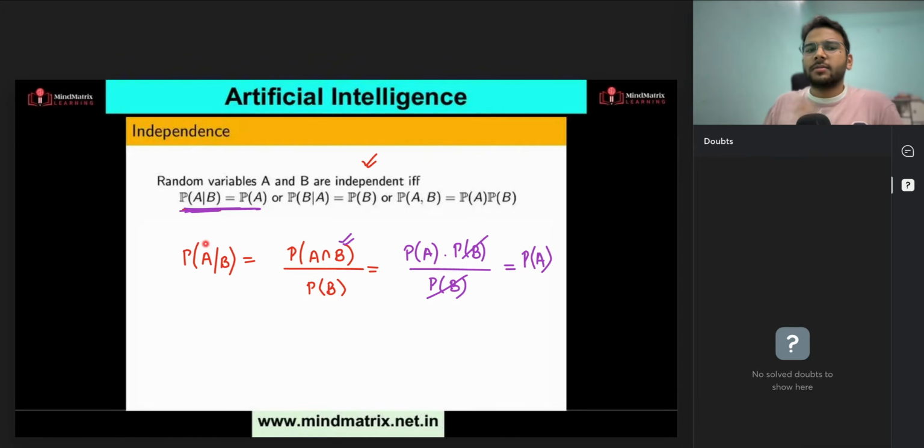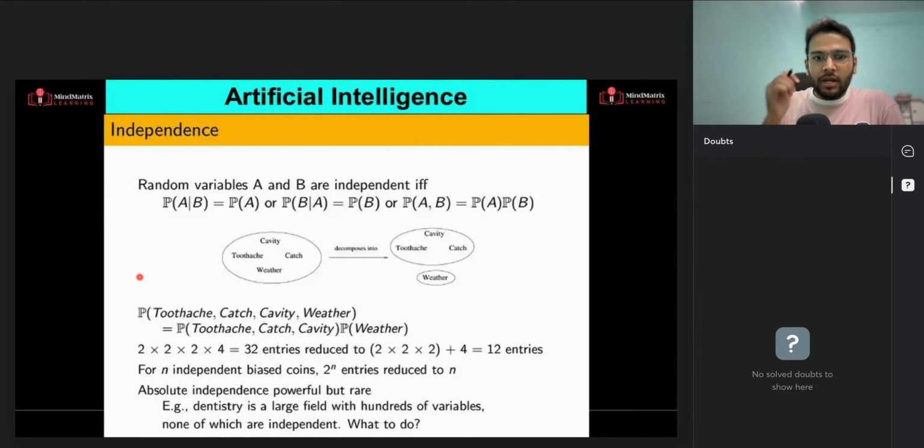Is this clear? Similarly, you can say P of B given A will be P of B. Is this clear? Because they are independent. So if they are independent, then we can say this will hold. Clear? So this is the concept of independence, but how we are going to use it, you will understand in some time. Now, carefully see this. This is very interesting. So you understood what is independence.